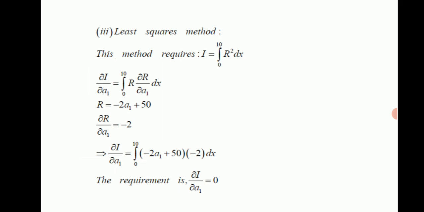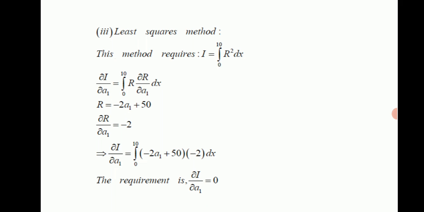So the third method is the least square method. This method requires I is equal to integral of 0 to 10 of r square into dx. When we take r squared, it will take much time to solve the problem. So we will use another formula, that is dou I divided by dou a1 is equal to integral of 0 to 10 of r into dou r divided by dou a1 into dx. Same r, the residual, is equal to minus 2a1 plus 50.